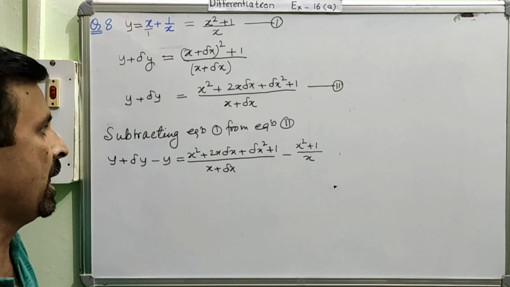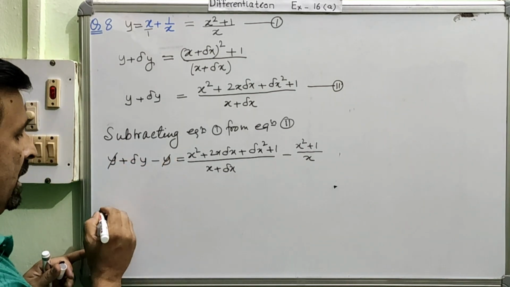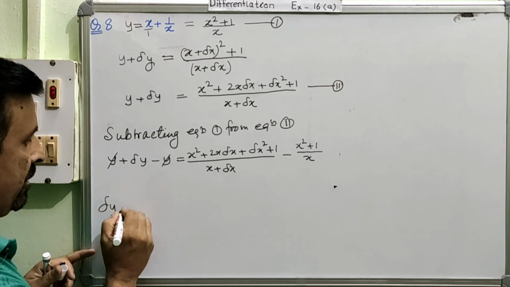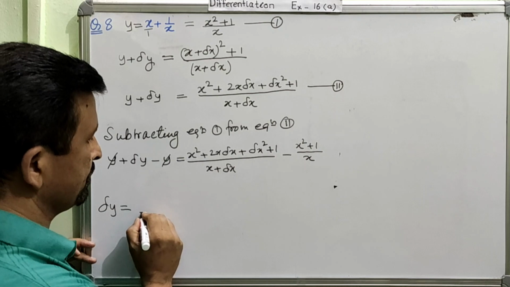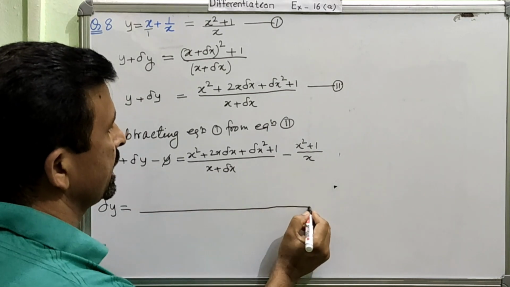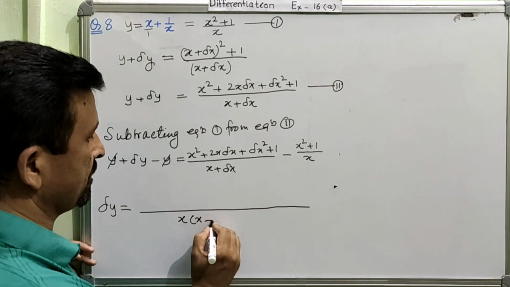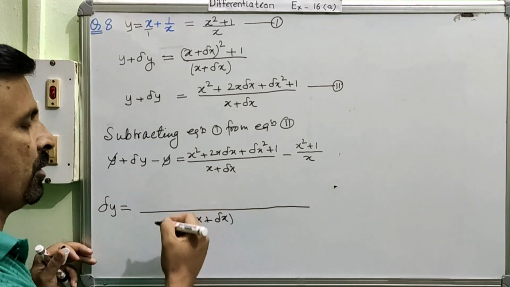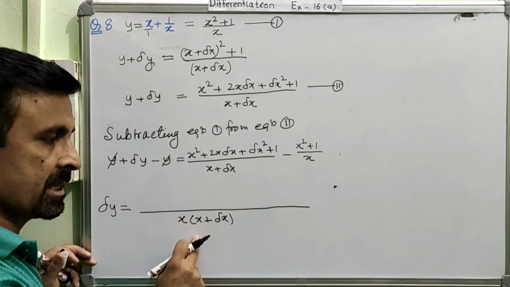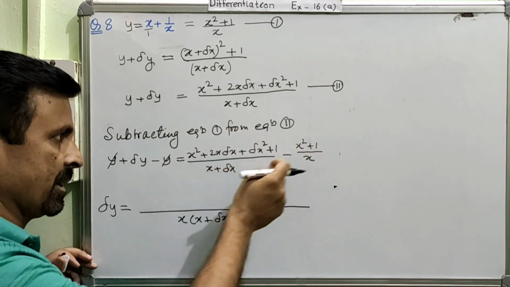Is it okay? So I am going to continue to the next step. This y and this y cancel. We are left with delta y. Delta y is equal to, now let us find the LCM first of all. The LCM of these two will be x into x plus delta x. Now the numerator: since this denominator is obtained by direct multiplication, the numerator also we can get by cross multiplication.